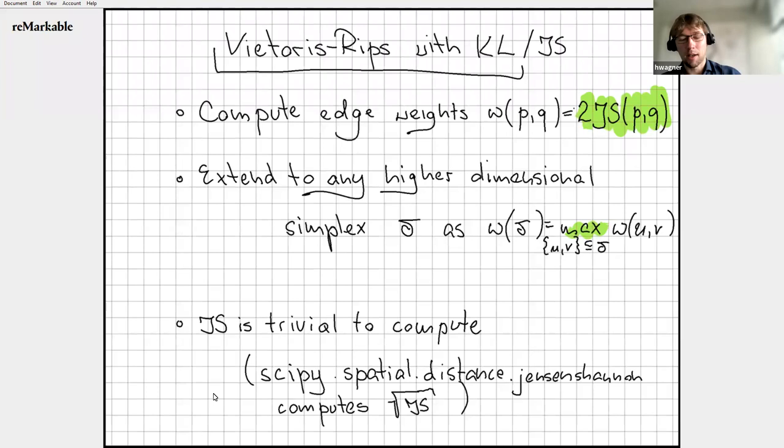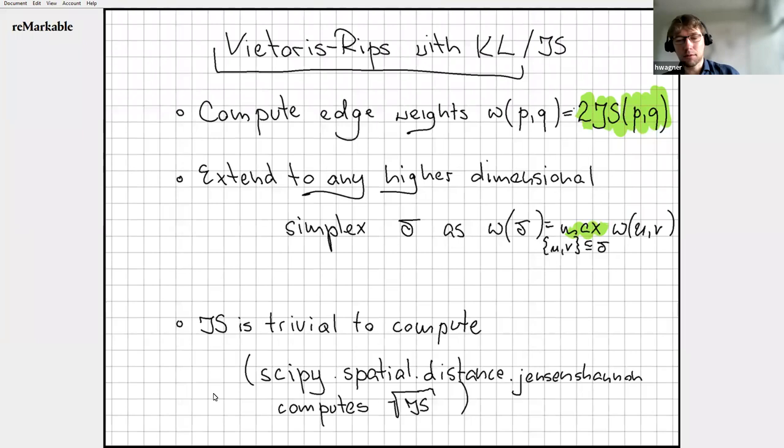And the good thing is that, as you probably saw, Jensen-Shannon is trivial to compute. It can actually be computed even more simply than by computing those two KL divergences. So it's even easier. And this is a very standard computation. If you play with Python, you can just use a SciPy implementation of this, which actually computes the square root of the Jensen-Shannon, which also makes sense because the square root of Jensen-Shannon is actually a proper metric.